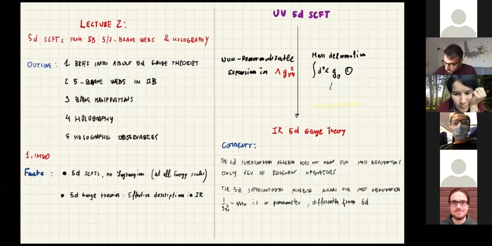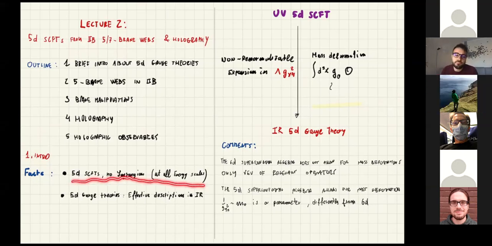So let me start with an introduction. As Ifan already mentioned, one of the important facts of 5D superconformal field theories, and in general of theories in more than 4 dimensions, is that there is no Lagrangian at all energy scales. The best thing that we can do is to have a Lagrangian at low energy, which is an effective description in the infrared. And this Lagrangian can be an effective description of something non-trivial in the UV.